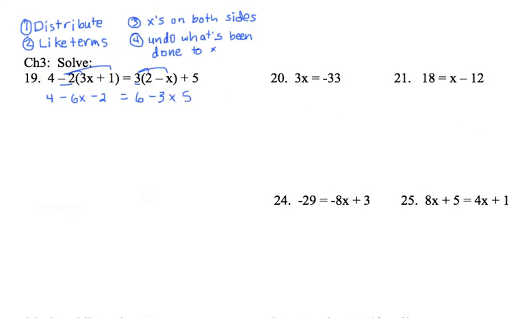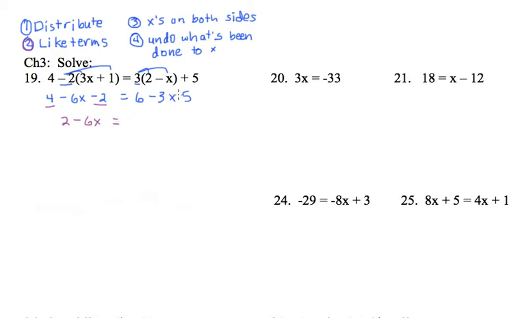Okay. So then my next step will be step 2 here. Add up my like terms. When you're adding up like terms, you can only do it on this side of the equal sign and on this side of the equal sign. So here I've got a 4 and a negative 2 that can go together. So that'll be 2. So I have 2 minus 6x, or negative 6x plus 2, either way.